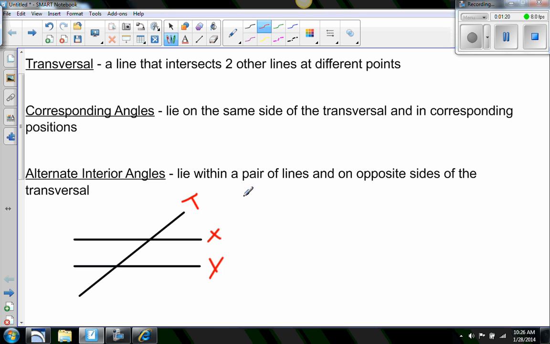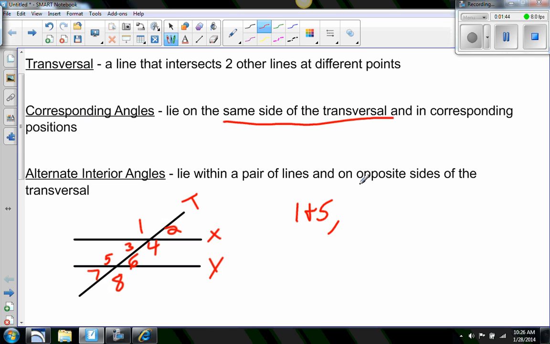So first of all, let's look at corresponding angles. Corresponding just means they hold the same position. So if I give these angles some numbers so that we can talk about them, which angle would be corresponding to this one? Which one holds the same position and is on the same side of the transversal? That's what this says right here. So 1 would be corresponding to 5, right?